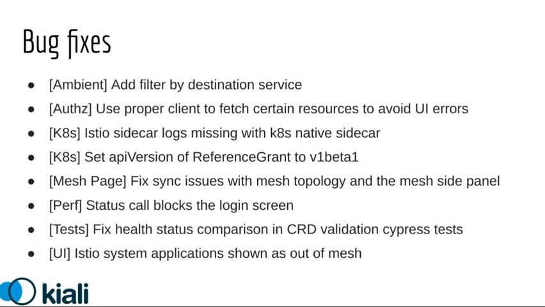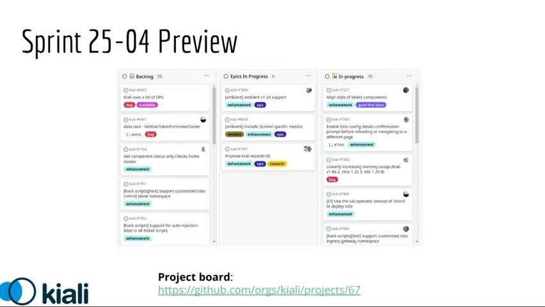Related to API versions, the one in the ReferenceGrant was outdated. Now it is set to v1beta1. We fixed some sync issues in the mesh page. Another issue is that some users faced login delays due to the status call blocking the UI. This issue has been resolved, ensuring a smooth login experience. And there was an issue with health status comparison in a Cypress test. This has been fixed too. And certain Istio system applications were incorrectly displayed as out of the mesh. This fix ensures proper recognition and visualization within the service mesh. And that's all related to bug fixes.